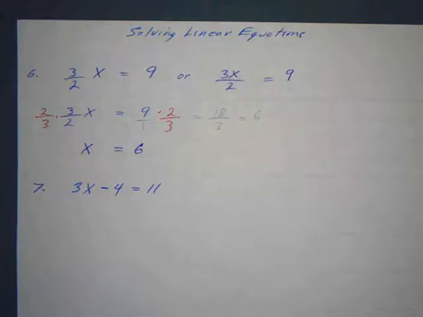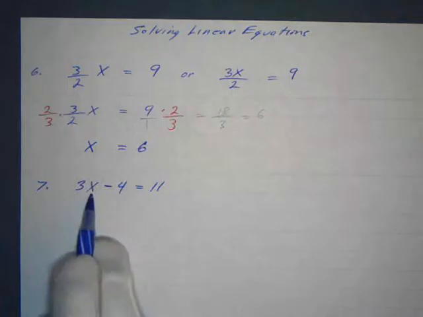Okay, so now we're going to try some two-step equations, and then three-step, then multi-step, etc. So we look over here, 3x minus 4 equals 11. We want to solve for the x.